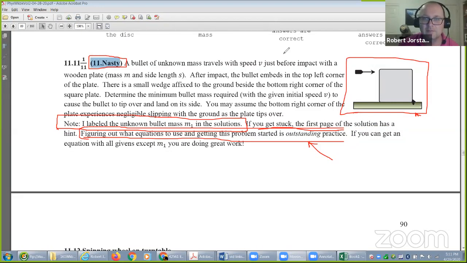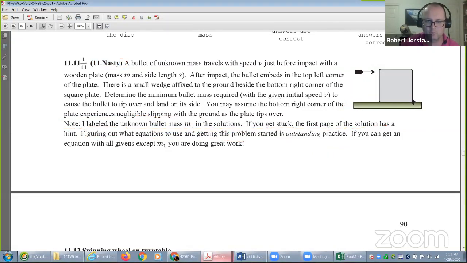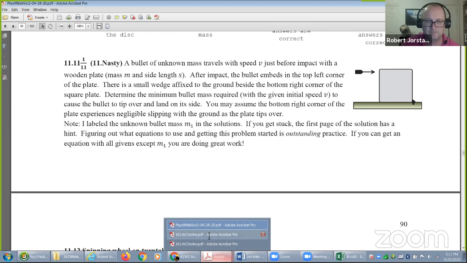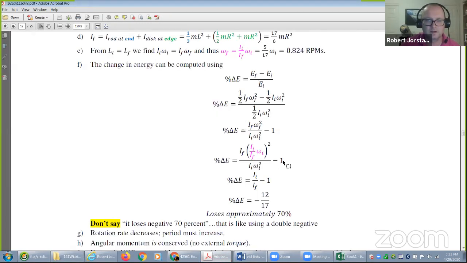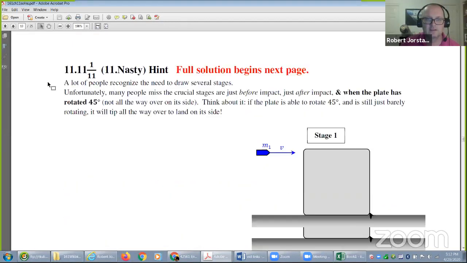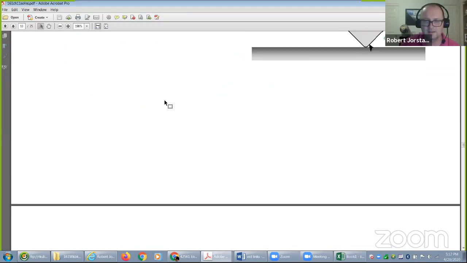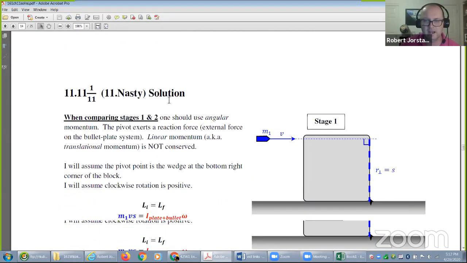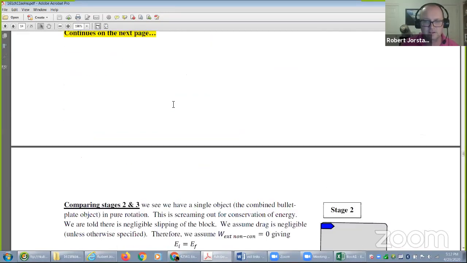All right. I'm going to go ahead and just give you a taste of what this solution looks like and where you might want to stop. Okay. So this is 11.111. So this is the hint. And then, if you get stuck, look at the hint. And then I kind of walk through, all this is good. All this is good. All this is good.